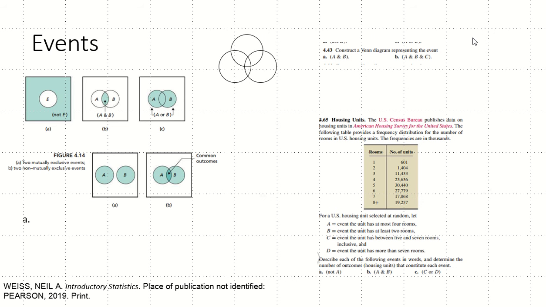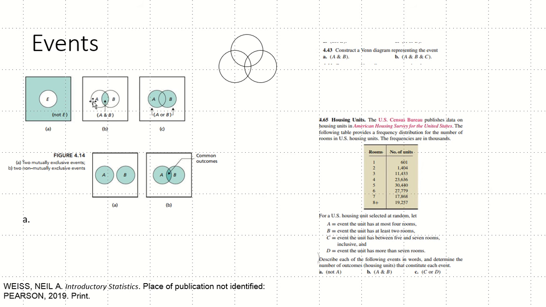Hello everyone. In this video, we're going to go over what events are in probability. In the graphics here, A, B, C, D, we have different graphical representations of what an event could be. The possible events: you can have a not-E, a non-event. That means in this sample space, the event occurs within this circle, and as you can see, the event or the possibility happens outside. So it's a not E.